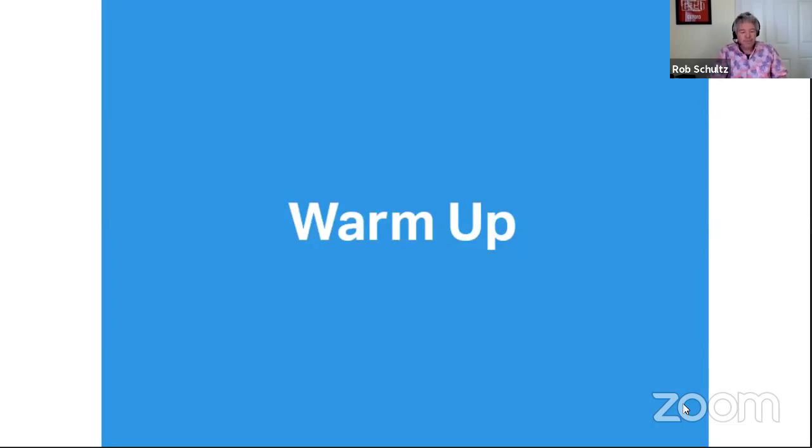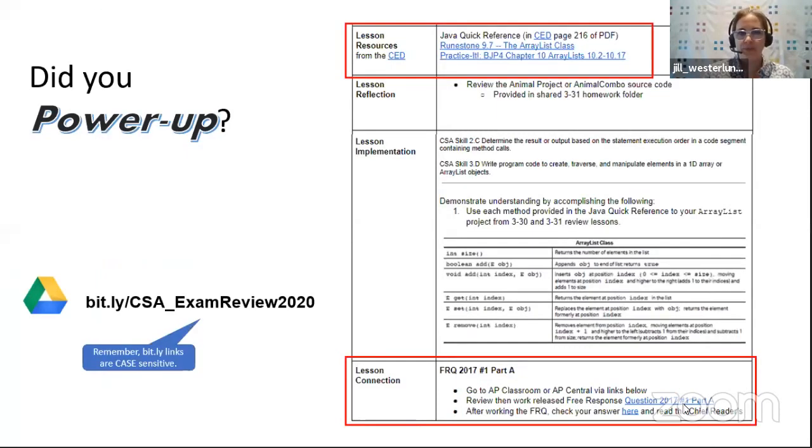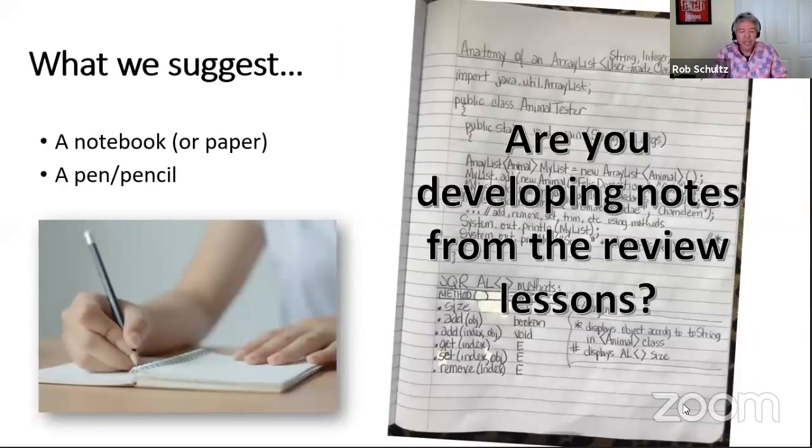So for our warm-up, yesterday, one of the things that was suggested that you look at, in addition to the lesson resources from the CED, was free response question number 1 from the 2017 exam. And I know that it specifically says part A. If you only did part A, great. I went ahead and worked up the solution set for part A and B, just so that we can go through them quickly together. Again, a little more experience doing some free response stuff.